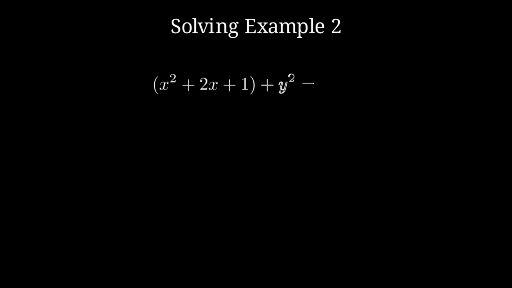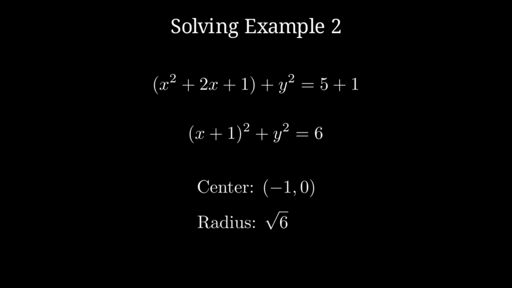Half of 2 is 1, and 1 squared is 1. Adding 1 to both sides gives us (x + 1)² + y² = 6. The center is at (-1, 0), and the radius is the square root of 6.